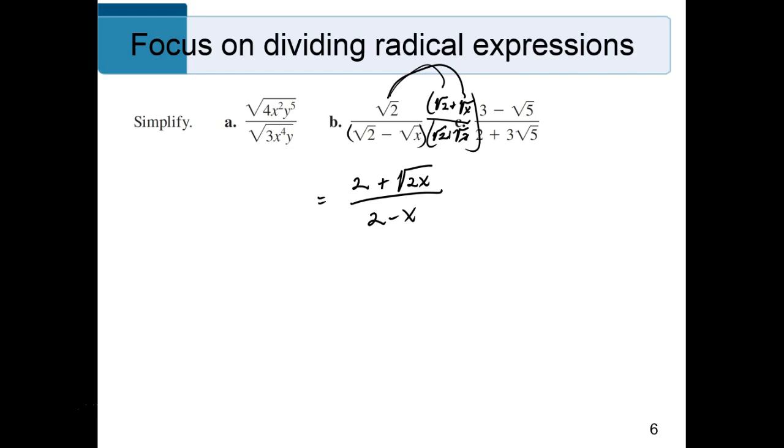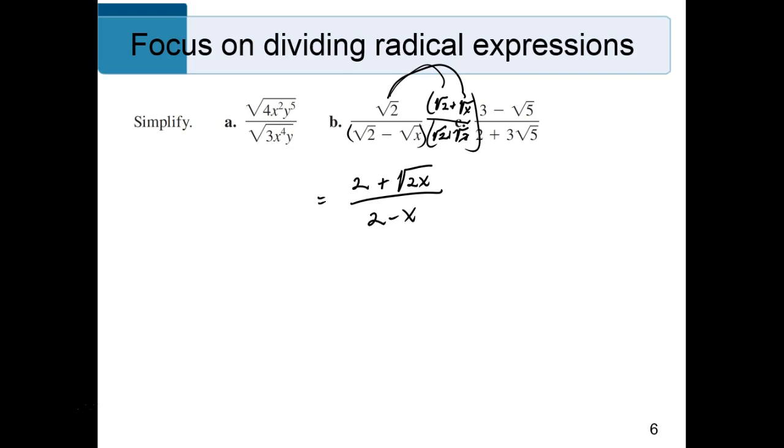And what I don't want is, we're not even going to think that, are we? Okay. Yes. All right. Good deal. That should be your answer. Let's see what they got in the book. Oh, okay. I looked at the wrong answer. Okay. 2 plus root 2x divided by 2 minus x. Good for them. Does everybody see that? Understand every step we took?